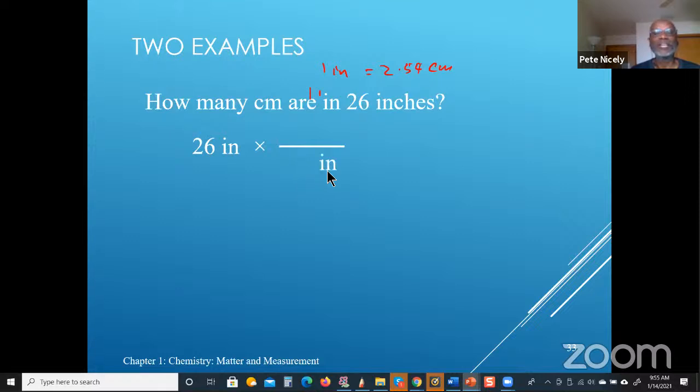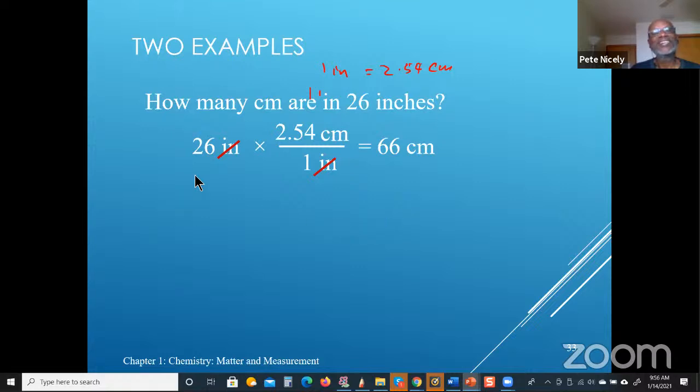The inch unit would appear down here, while the centimeters would appear on top, so that these units will cancel out each other, and therefore you'll be left with the centimeter unit. So the only other thing we need to add is to put the numbers in their right place, right? So we put the 2.54 centimeters above and the 1 inch below. And then, as I said before, the inch units will cancel out, and then you do your number crunching on your calculator and you round off appropriately.